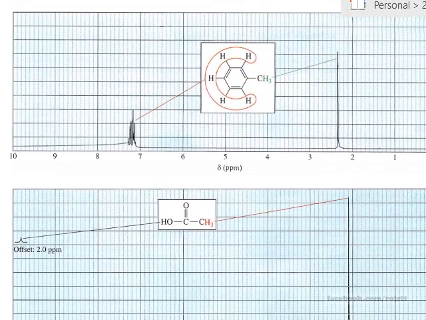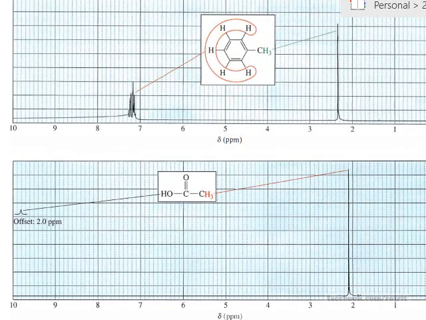For the carboxylic acid, as you can see, the hydrogen of the aldehyde attached directly to the carbonyl appears at about 10 ppm. But now you have one carbon atom right in between the carbonyl and H. So it drops the hydrogen back to approximately 2 ppm.